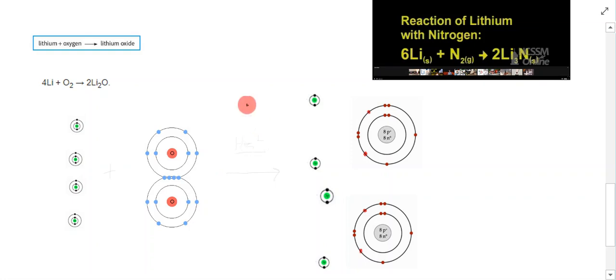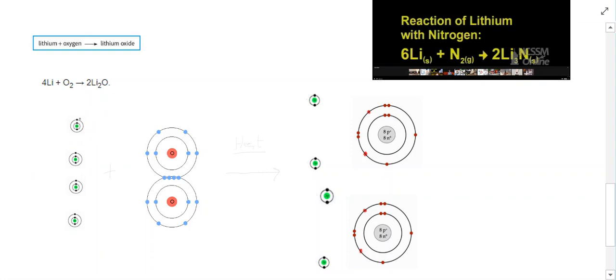This is how we can represent the 4 lithium atoms: 1, 2, 3, 4, the 4 lithiums. Here we have 1 oxygen molecule. See the 2 oxygen atoms joined together? That's what this small subscript means. So what actually happens? Remember, each of these lithium atoms wants to lose its outside electron. They want to get rid of it.